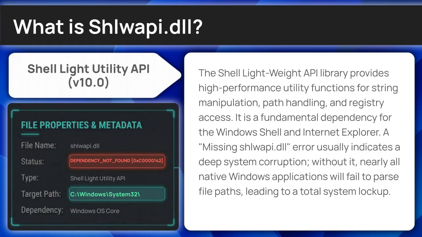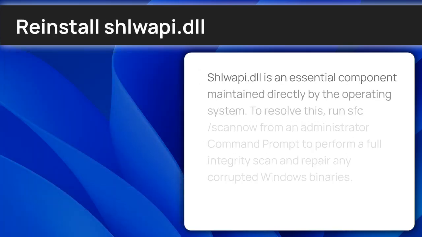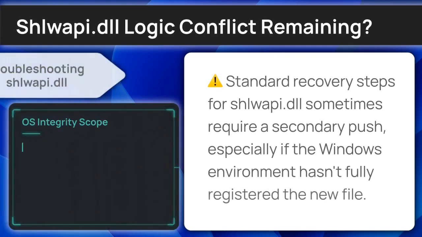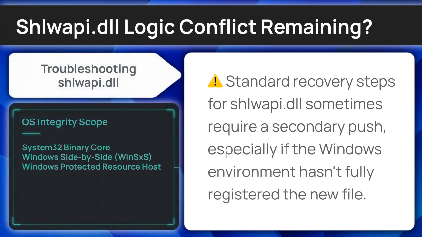Enough of the technical side. Let's get these files back onto your system. Shlwapi is an essential component maintained directly by the operating system. To resolve this, run sfc /scannow from an administrator command prompt to perform a full integrity scan and repair any corrupted Windows binaries. If the application still won't initialize, we need to shift our focus to how the Windows loader is interacting with the library.